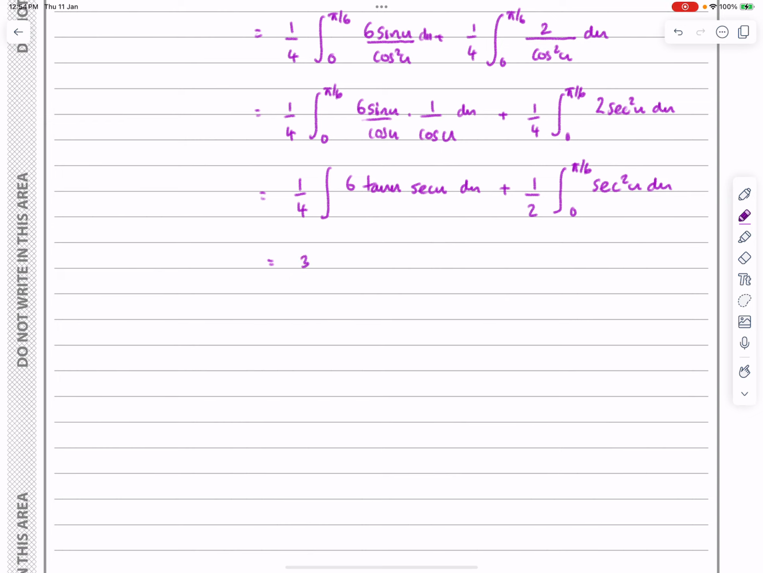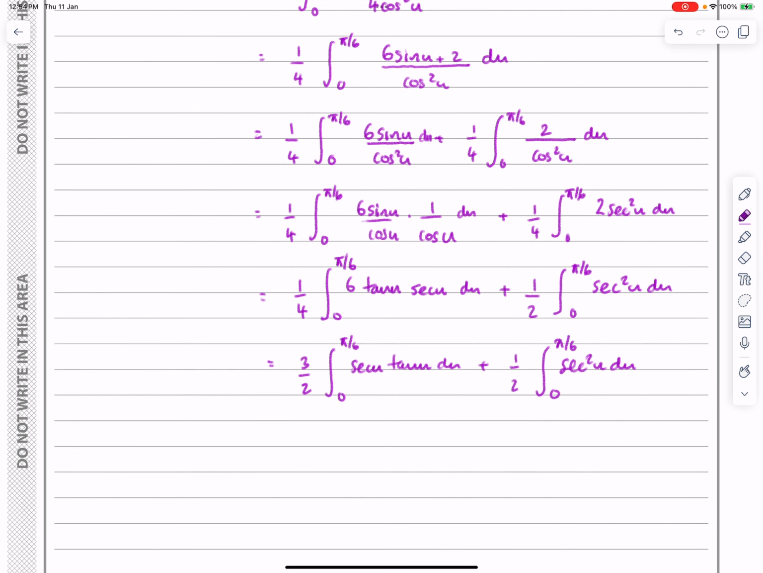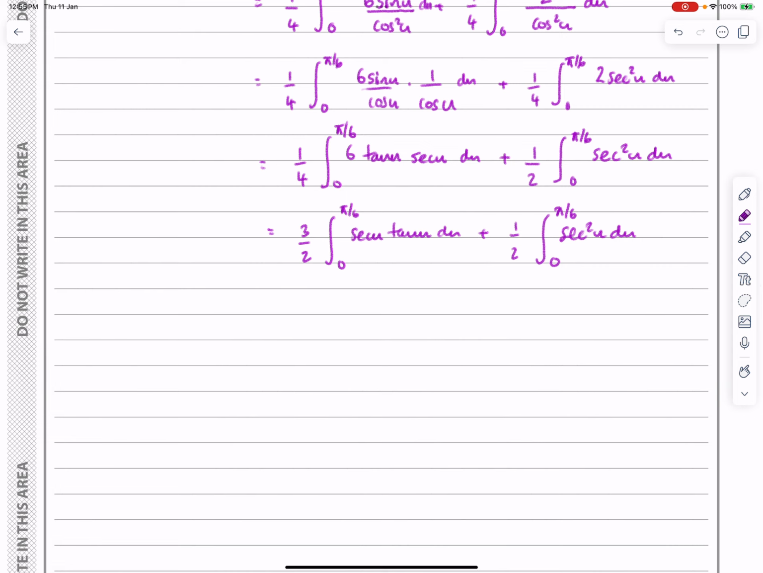So just take the 3 over 2 out there. So I've got 3 over 2 times the integral of sec u tan u du, plus a half the integral of sec squared u du. Now, by all means, you can do it slightly quicker than this. I'm doing it at the pace of the slowest person looking at the video. Hopefully, you might have jumped a couple of these steps, but we should all reach this stage and say, oh, perfect, the integral of sec u tan u is sec u. The integral of sec squared is tan. We've got a 3 over 2 in front of that one, and a half in front of that one, between pi over 6 and 0.